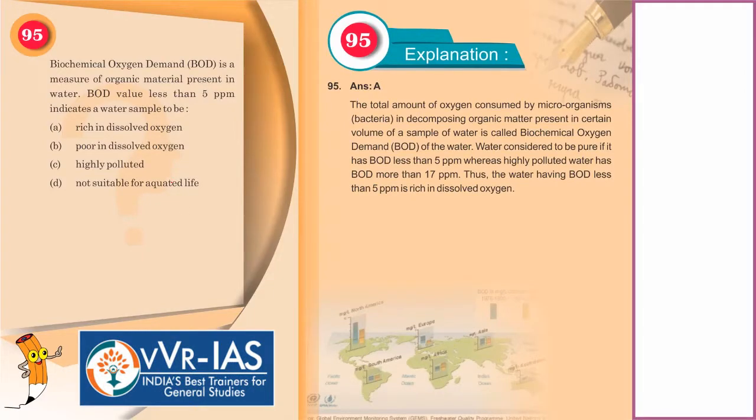BOD, biochemical oxygen demand. Now this is a concept that most students often get confused in. A BOD value less than 5 ppm basically indicates that the water is rich in dissolved oxygen. The total amount of oxygen consumed by microorganisms in decomposing organic matter present in a certain sample is what is called biochemical oxygen demand. That is your BOD. So if the BOD is high, it will indicate that there is much presence of organic matter, and more oxygen would have been consumed.